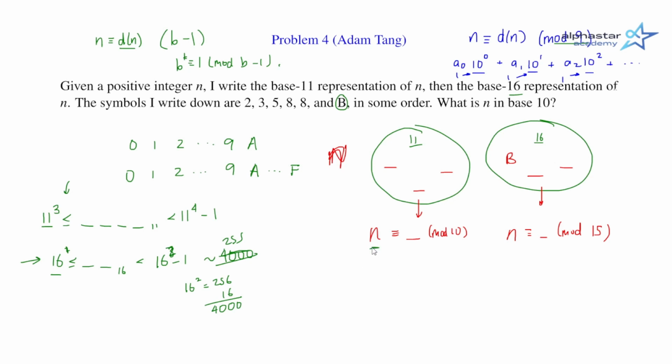And notice that since n is the same number in both of these, the sum of the digits in base 11 and the sum of the digits in base 16 have to be the same mod 5. Because this number mod 10 is n, and this number mod 15 is also n, so this number is also equivalent to this mod 5, and so is this. So it follows that these two sums are not necessarily divisible by 5, but they have the same remainder when divided by 5.